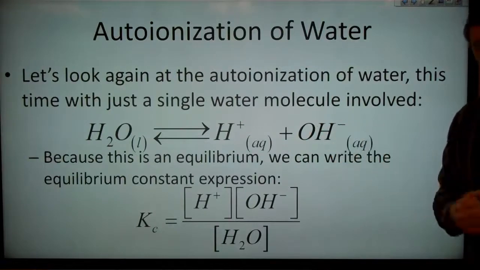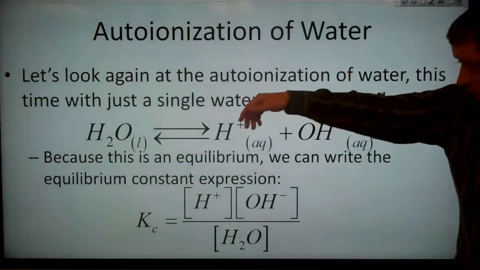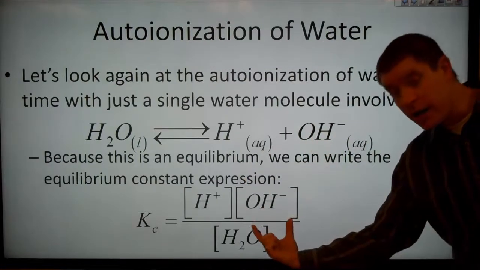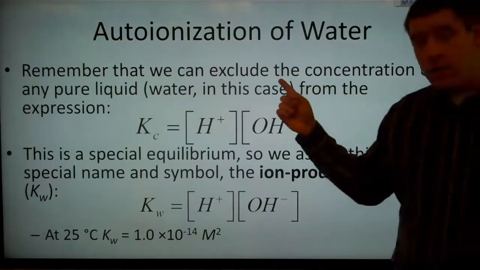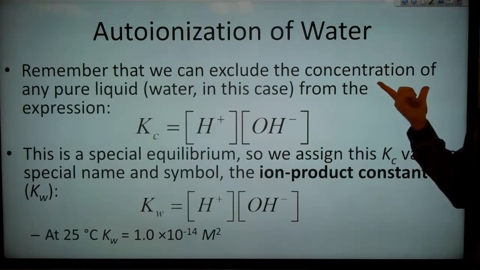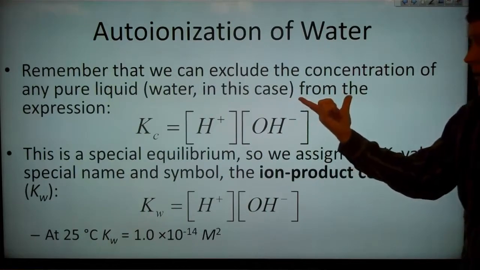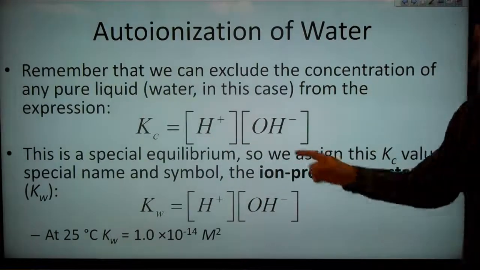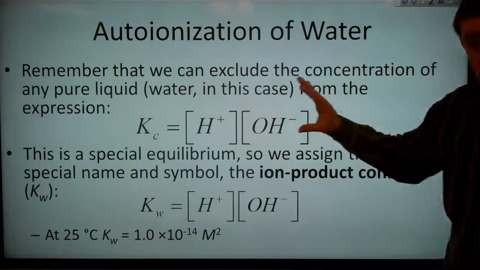Because this reaction is in equilibrium, we can write an equilibrium constant expression. So Kc here is equal to the concentrations of our products, hydrogen ion times hydroxide ion, divided by the concentration of our reactant, water. But remember from the equilibrium section that we can exclude the concentration of any pure liquid or pure solid. So water is a pure liquid in this case. That means that denominator drops out. And now we have Kc is equal to H+ concentration times OH- concentration. And this is a very special equilibrium.